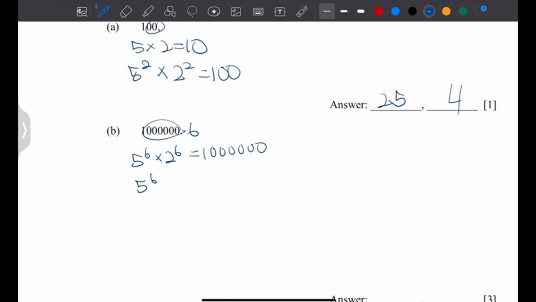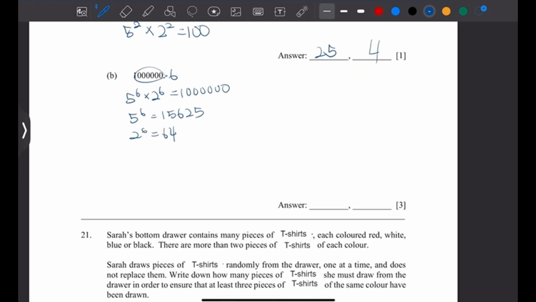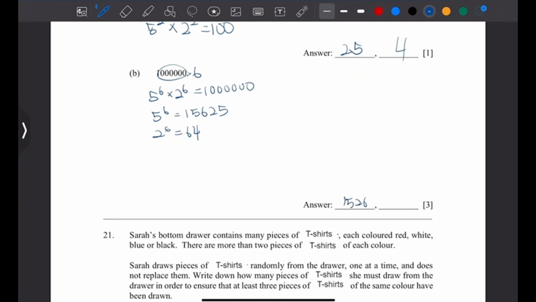And if you check, you'll also get 1 million. So 5 raised to the power of 6 is this, and 2 is this. So this will be, sorry, I wrote it wrongly. This will be the answers.